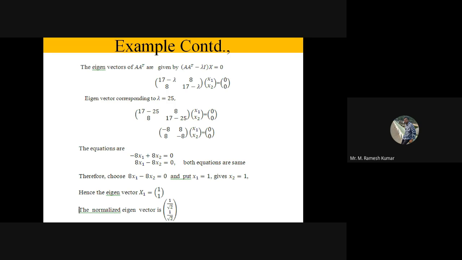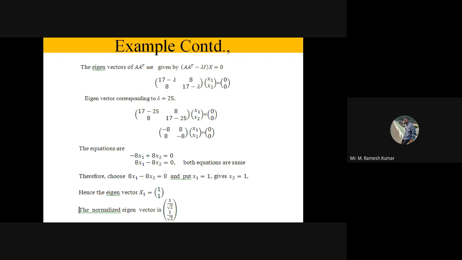If we simplify both equations, both are the same, right? They represent the same equation, so choose any one equation. Here I am choosing the second equation, 8x1 minus 8x2 equal to 0. Put x1 equal to 1. We can take any value. If you put x1 equal to 1, what about x2? That is also 1. Therefore, the eigenvector is x1 equal to 1, 1.